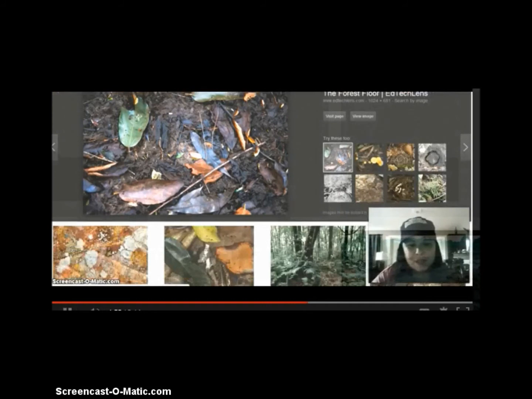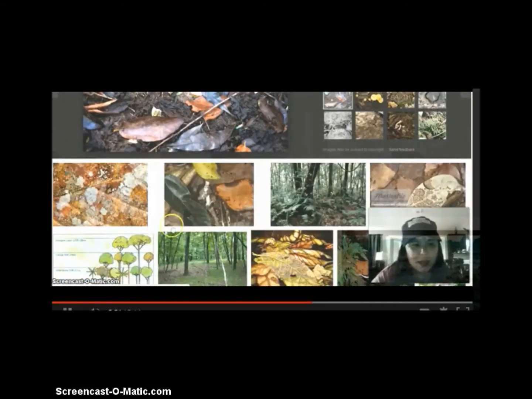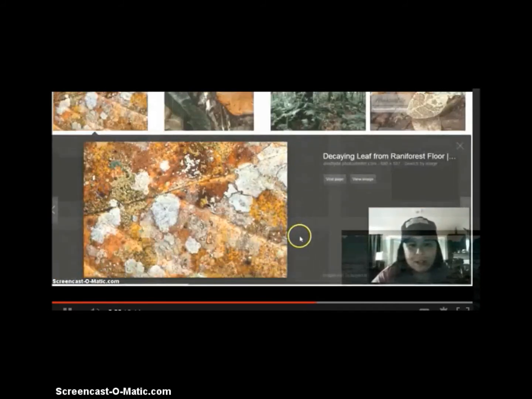Let's see if I can give you another example or two. This is an example, looks like, of a leaf decaying on the forest floor.